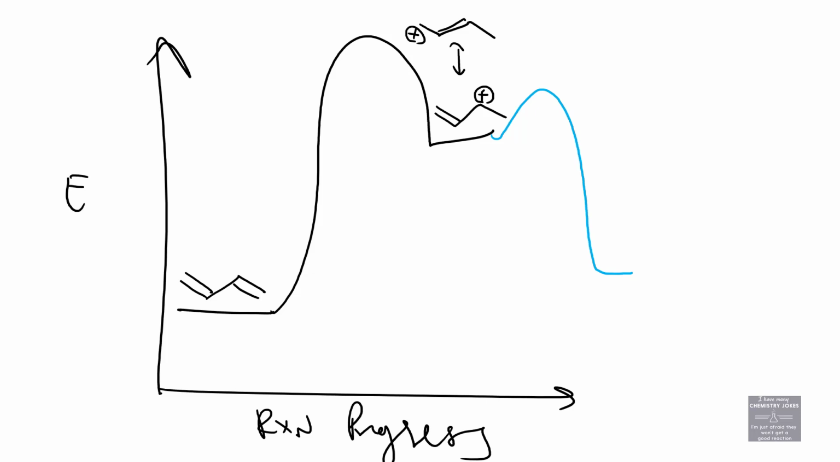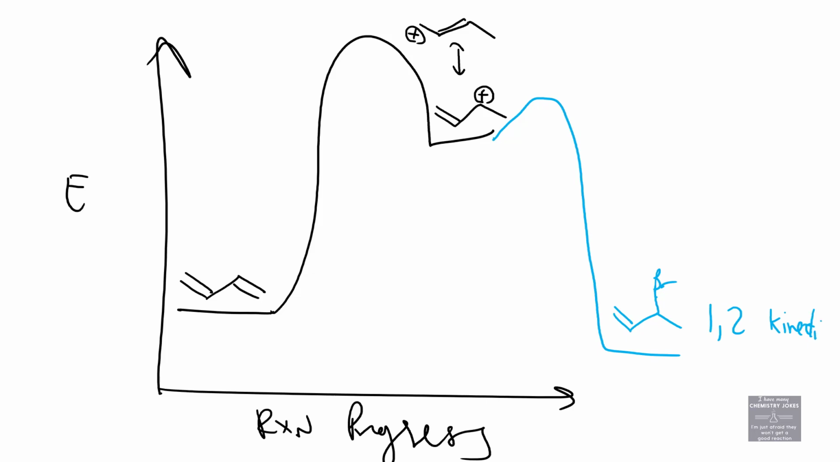I want it to be lower than my product. Let's try again. There we go. Lower than my reactant. I have a hump that leads to a product, and I have tried to make this one blue to represent that's the blue product, the 1,2, which in this case is the kinetic product. Kinetic.